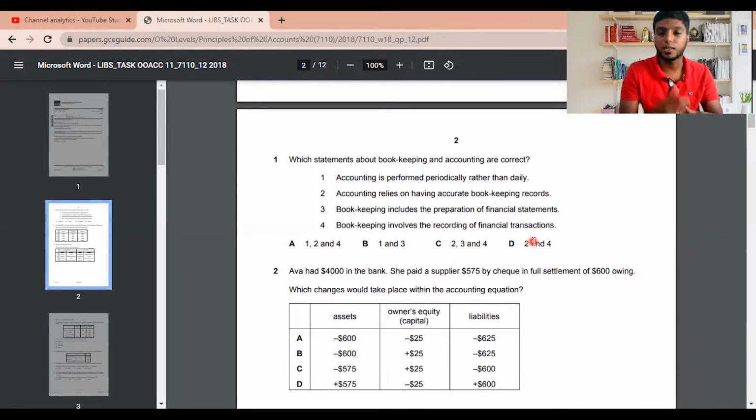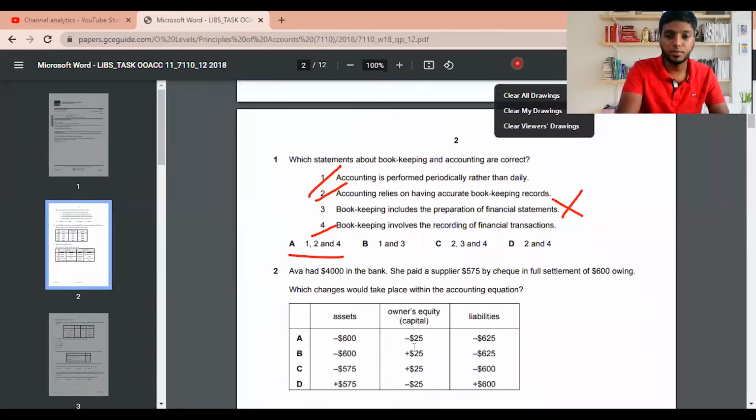Statement 4 is correct, statement 1 is correct, statement 2 is correct. So the answer for the first one is A, 1, 2 and 4, because this is correct, this is correct, and this is correct, and this is wrong. So we'll move on to the next part, question number 2. So I'm going to erase this off.